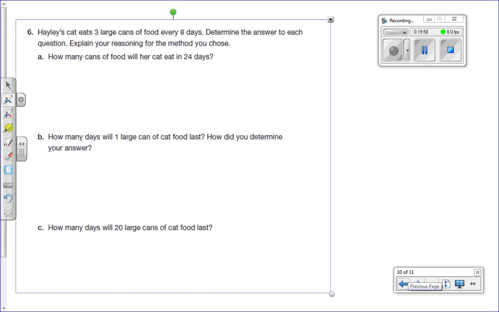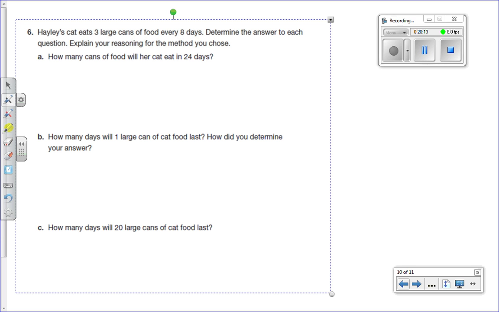Number 6, Haley's cat eats 3 large cans of food every 8 days. Determine the answer to each question. Explain your reasoning for the method you chose. How many cans of food will her cat eat in 24 days?